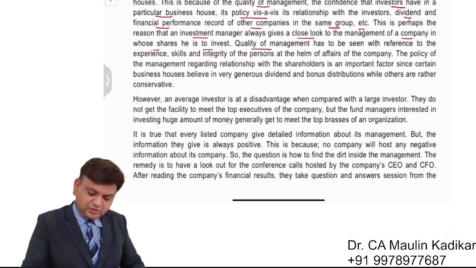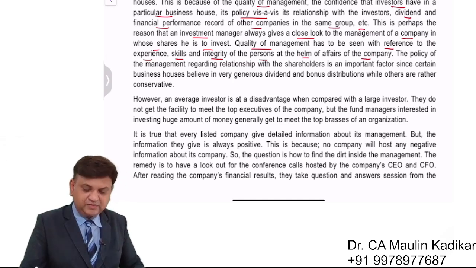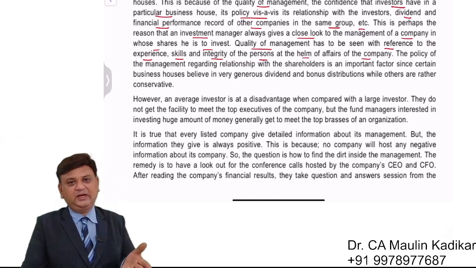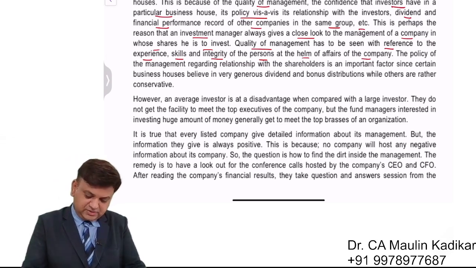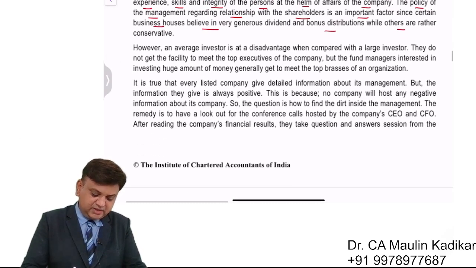Quality of the management has to be seen with reference to the experience, skill and integrity of the person at the helm of the affairs of the company. तो उनका integrity, of course it will have an impact. उनका like public dealing कैसा है, all those things are definitely going to make a difference. The policy of the management regarding the relationship with the shareholders is an important factor since certain business houses believe in very generous dividend and bonus distribution, while others are rather very conservative.